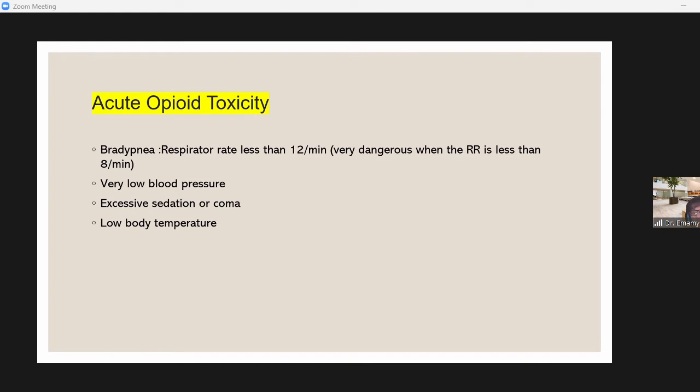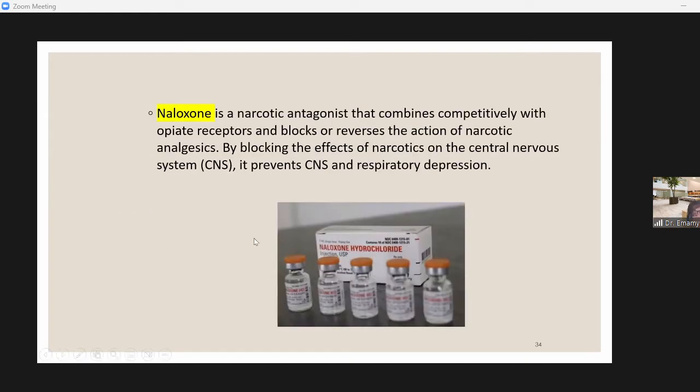And the antidote is naloxone. You give naloxone and antagonize morphine. But remember, naloxone has a very short half-life, maybe 1 hour. But morphine and fentanyl have a longer half-life. So if your patient is in severe opioid toxicity, you cannot give one naloxone shot and leave your patient. Someone should stay at the patient's bedside and give another shot of naloxone, and another one every time the respiratory rate drops under 12 per minute.